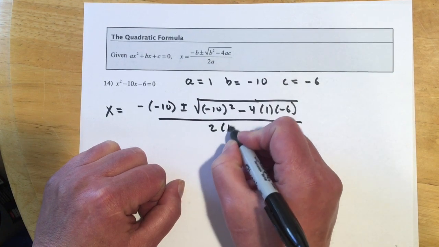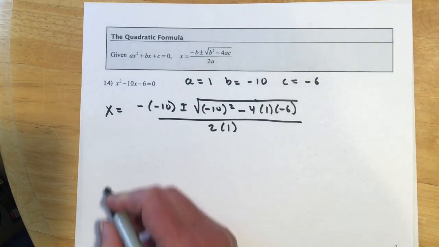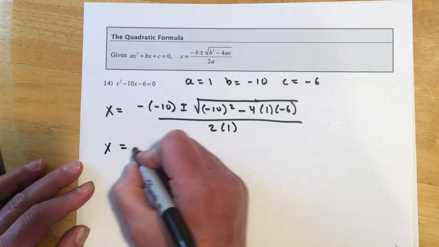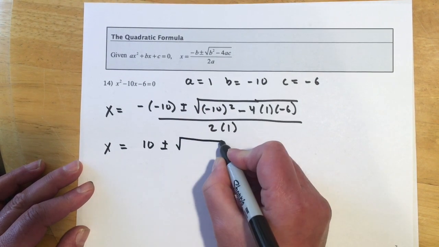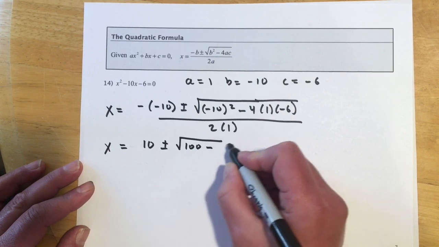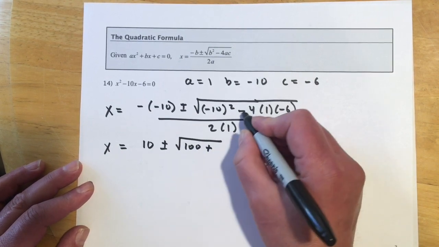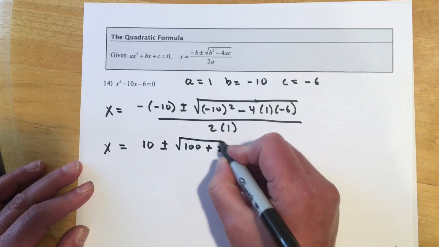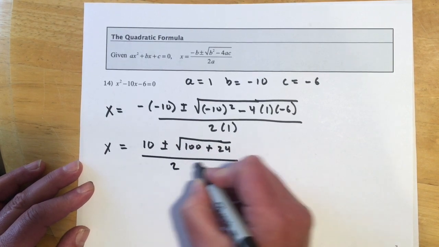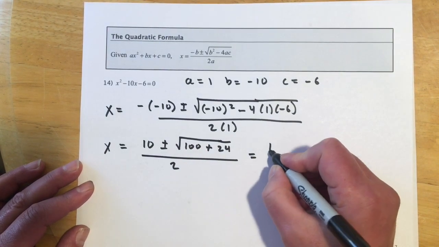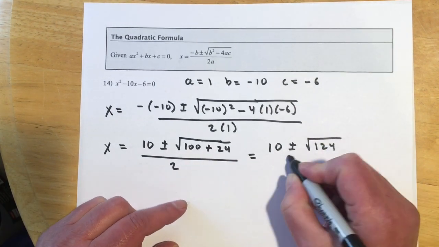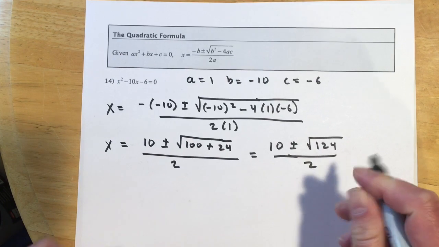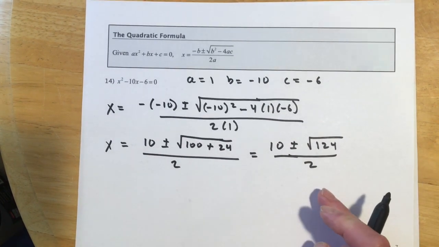So 2 times 1. So that will be x equals negative 10 is 10 plus or minus 100 minus, plus double negative, so positive, 24 over 2. So that's going to be 10 plus or minus 124 over 2. And then this is the part where it gets a little bit dicey.